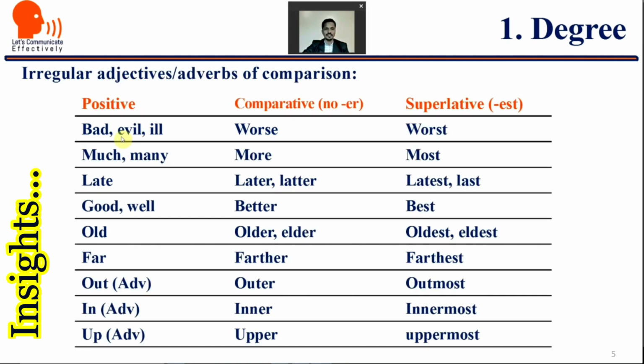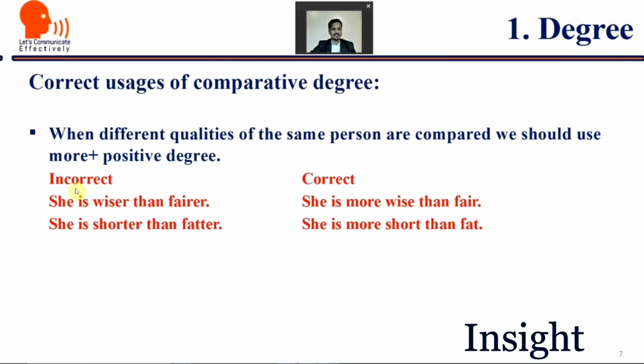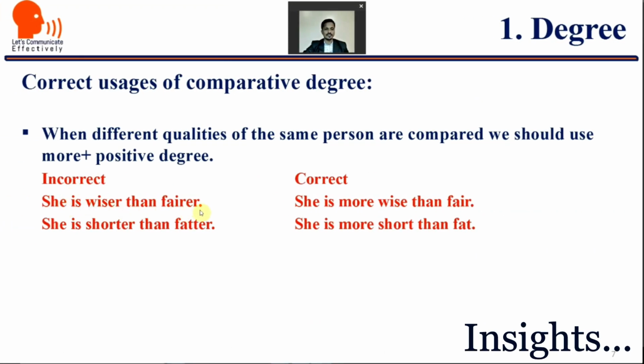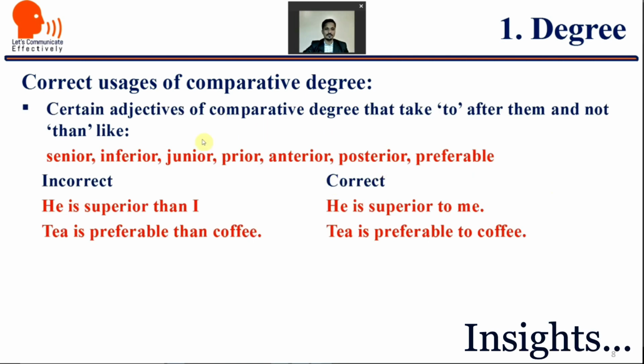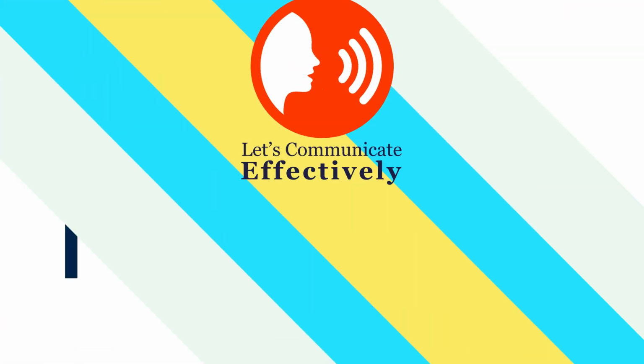The irregular adjectives or adverbs, they do not take er or est in their comparative and superlative form. Now it is incorrect to use like she is wiser than fairer, like he is superior than me. No, here we should use he is superior to me. Tea is preferable than coffee. No, tea is preferable to coffee.